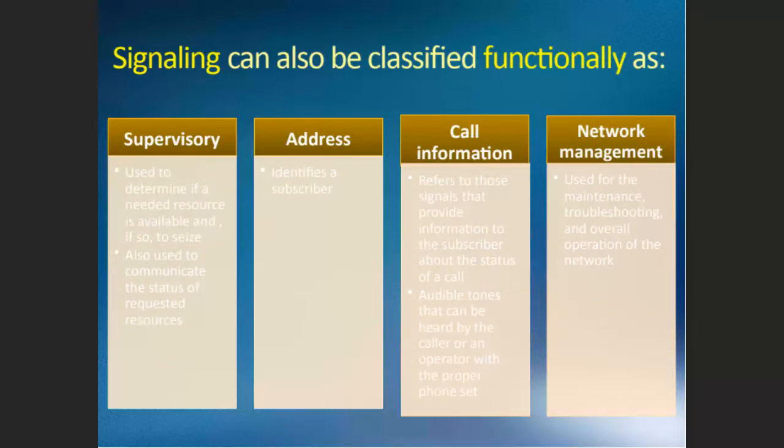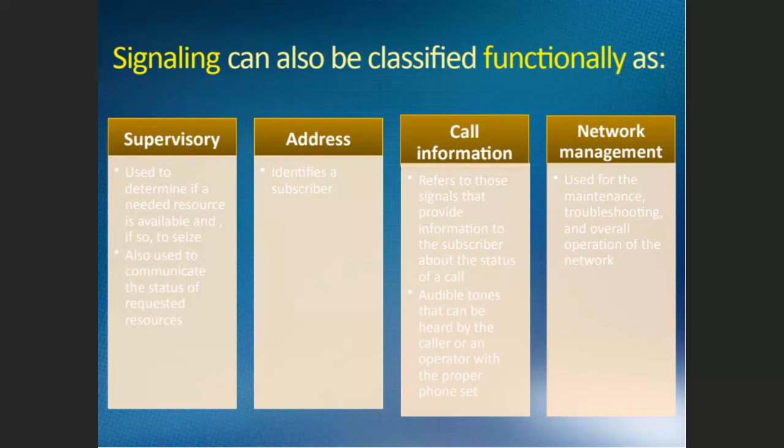Yeah. Now the signaling can also be classified functionally as supervisory. Supervisory meaning it's used to determine if a network resource is available or not available. That's supervisory. Address, it identifies a subscriber, like what? The number. When you call someone or send to an IP address or something.